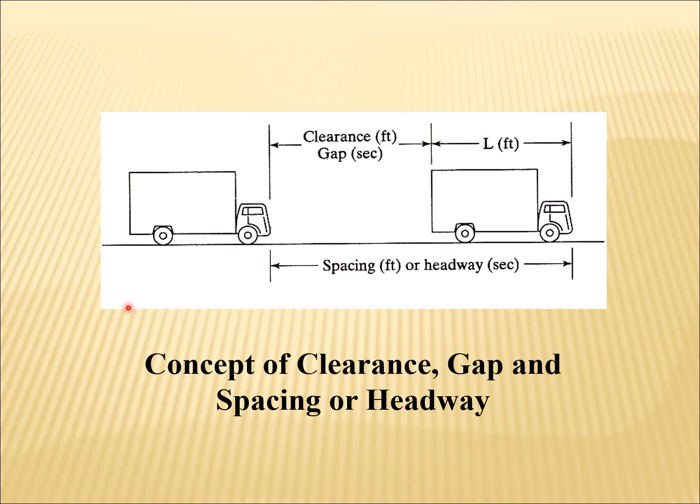So look at this figure, the concept of clearance, gap and spacing or headway. You can see the front of this vehicle and the front of this vehicle. So this distance is the spacing, and obviously a certain time is required for this vehicle to reach this point, and that would be the headway in seconds. So this is the gap, clearance, and L is the length of this vehicle.